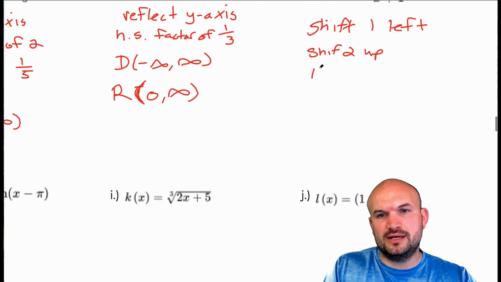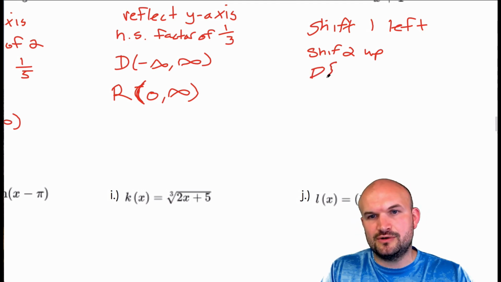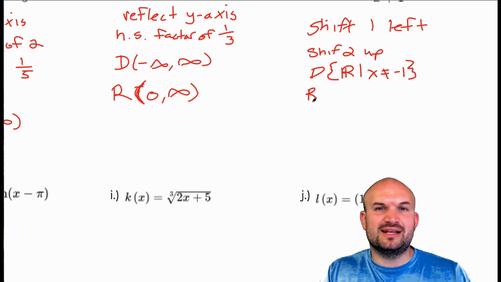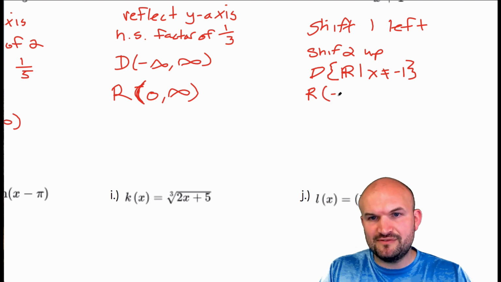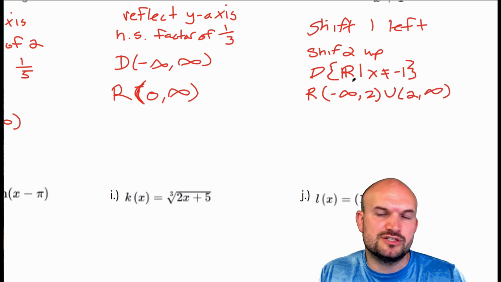So now I'll just write in the domain. You could write this using set notation, all real numbers such that x cannot equal negative 1. Or I prefer to write things using interval notation, which we practiced, which would be from negative infinity all the way to 2, union 2 to infinity. So just showing you two different notations to write the domain and range.